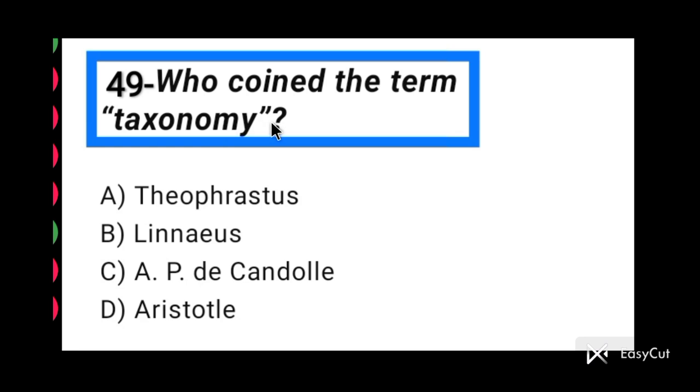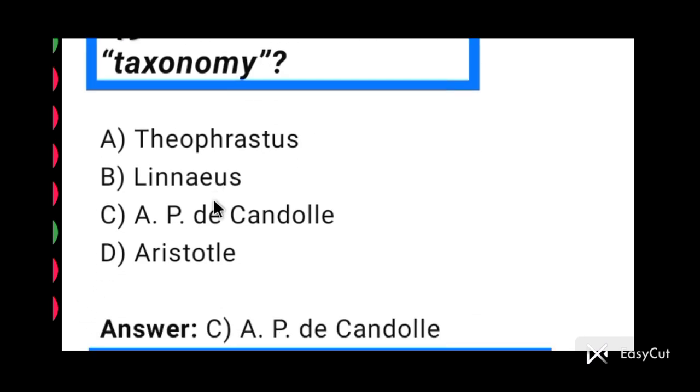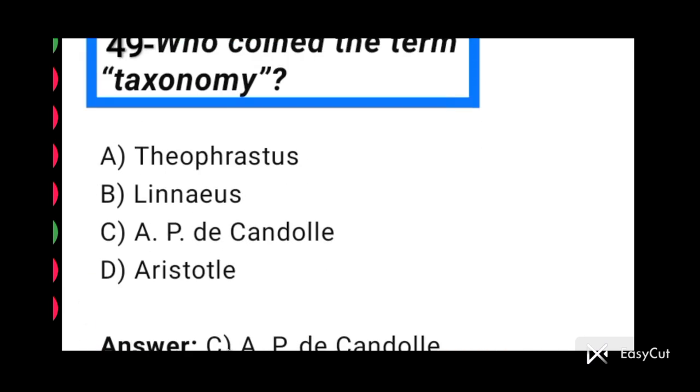Question number 49. Who coined the term taxonomy? Answer is option C. A.P.D. Candolle coined the term taxonomy.